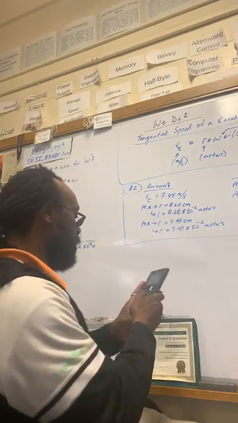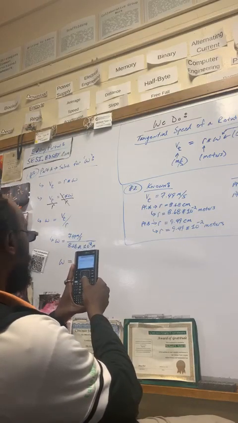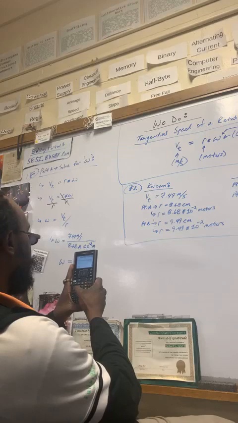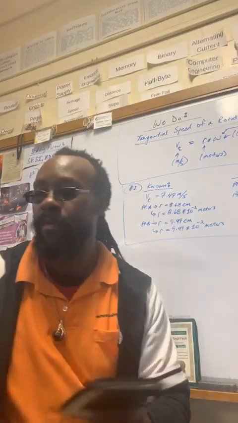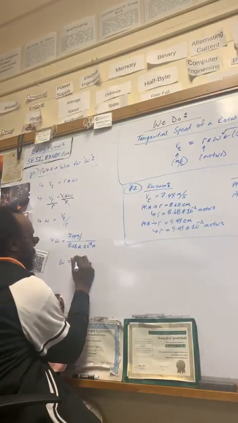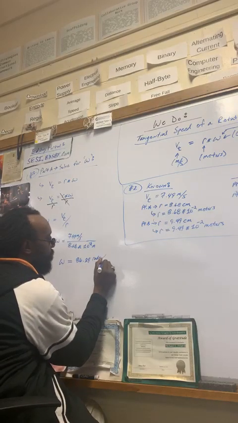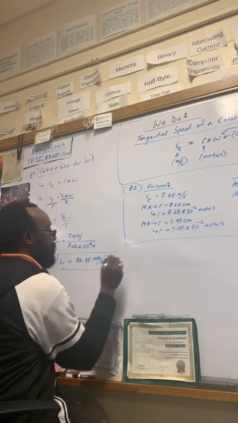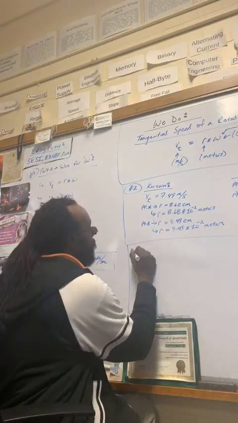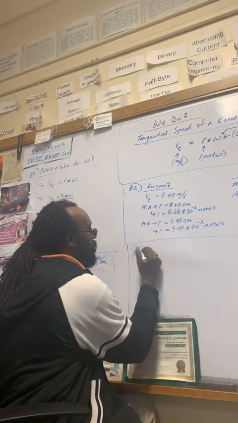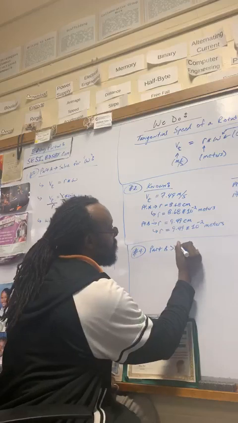So what do we got? Use my fraction button because it's easier to keep all these big numbers grouped together. 7.49 over 8.68 times 10 to the negative 2, and I get 86.29 rads per second. Box that off. That tackles part A of your problem.